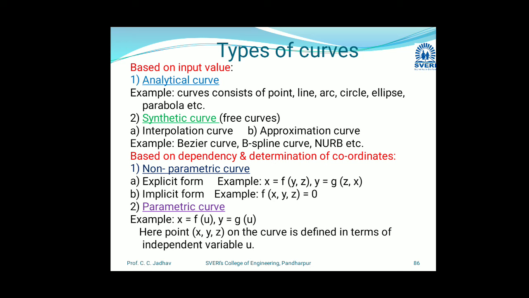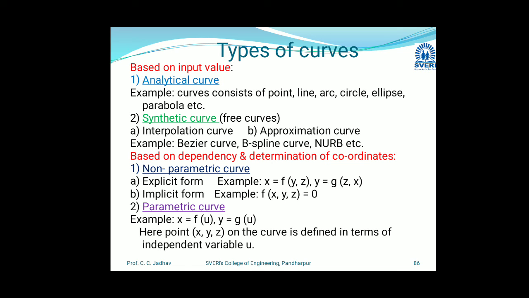First, the analytical curve, by using various points, lines, arcs, ellipse, circle, parabola, and second, the synthetic curve, that is a free curve, by using interpolation and approximation curves. Examples are Bezier, B-spline and NURBS. We'll see them in detail in the next slide. Based on the dependency and determination of the coordinates, there are again two types of curve. One is a non-parametric curve and second is a parametric curve.